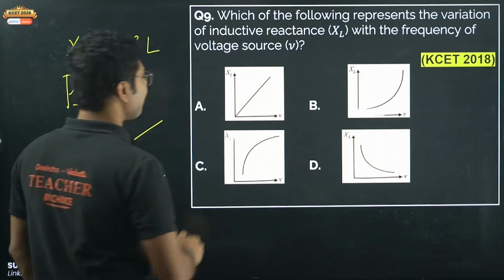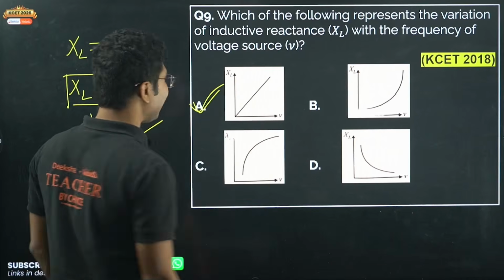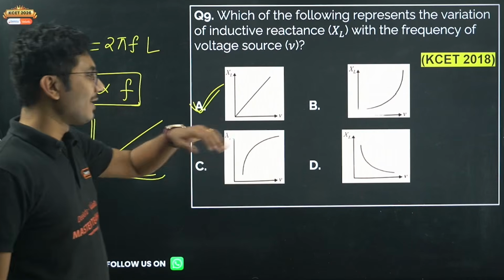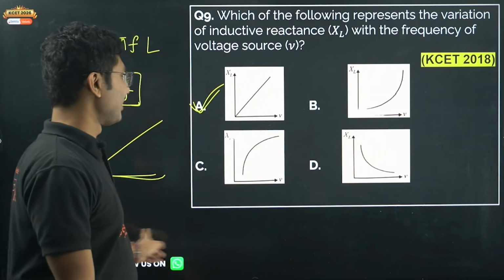It's a straight line passing through the origin. That is, option A is correct. So this is one case where this pattern is not correct.